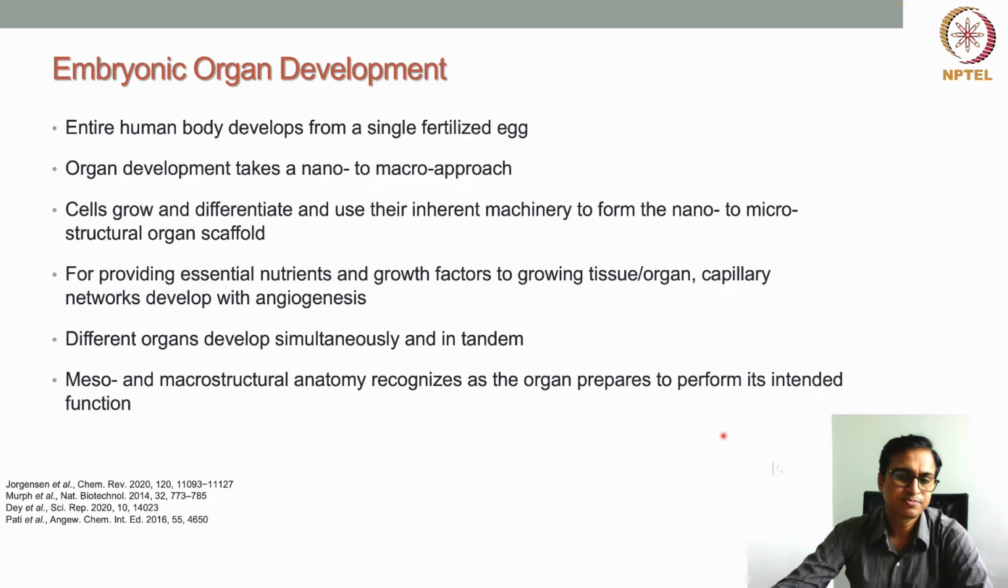And another thing is that the meso and macrostructure anatomy organizes as the organ prepares to perform its intended function. That means, as we have also discussed in our earlier lectures, all the different tissues and organs have a characteristic micro and macro structure that is required to fulfill the function of that particular organ. So as the structure of the tissue or organ develops over time during the embryonic development stages, the meso and microstructure anatomy organize themselves so that the function of that particular tissue or organ can be performed.